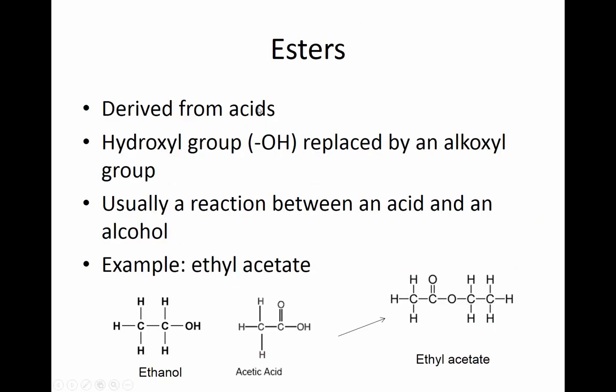Esters, we talked a little bit about hydrolysis of esters. Esters are derived from acids. The hydroxyl group gets replaced by an alkyl group, so we have an alcohol like ethanol and acetic acid. Basically the OH group in the acetic acid is kicked off, and we get the alkyl group from ethanol, and we make ethyl acetate. Esters are usually formed like this, as a reaction between an acid and an alcohol. And here's an example, ethyl acetate, which is a common one.